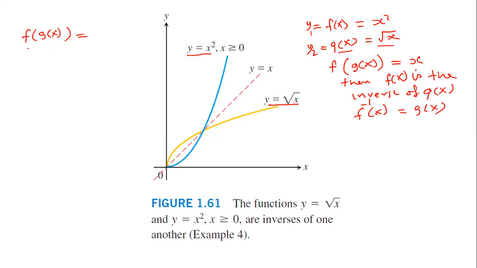Okay, so this will be f, and instead of this, square root of x. And then we have to operate f now on square root of x. Any parameter you send inside f is going to be squared. So inside f now I have square root of x, so this is going to be square root of x all squared, which is equal to x. So that proves that f of x is the inverse of g of x.